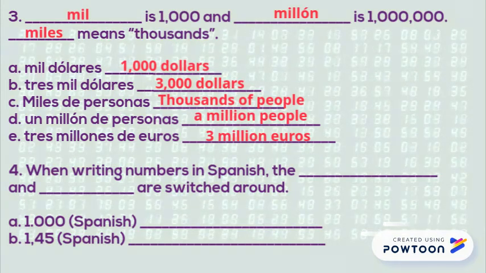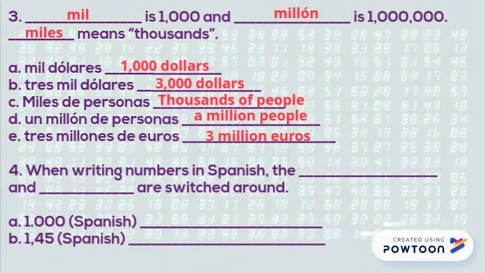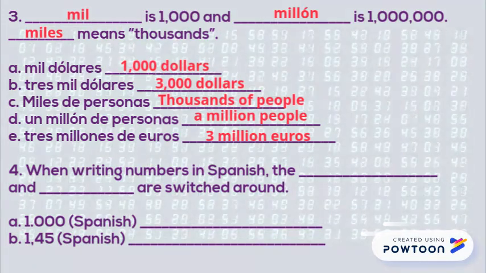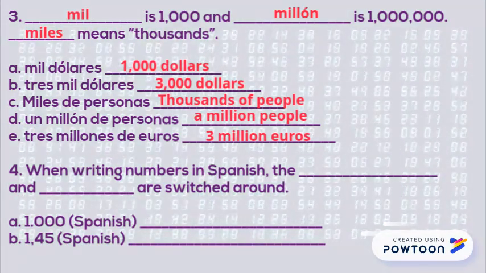1 millón, 2 millones, 3 millones. That becomes plural like you would normally expect it to. Add an ES to millón.